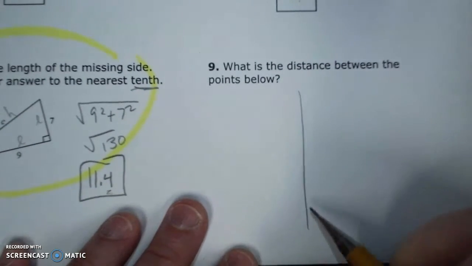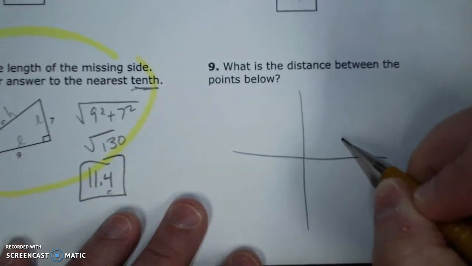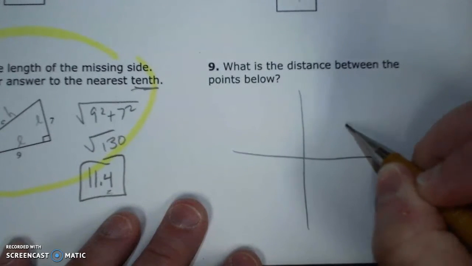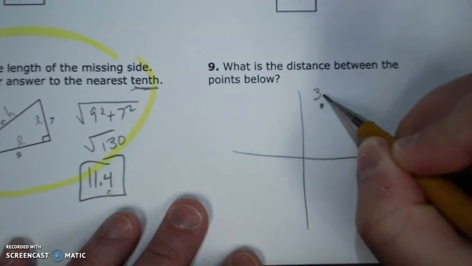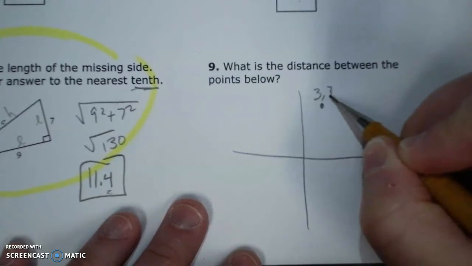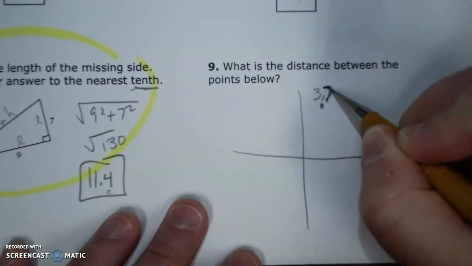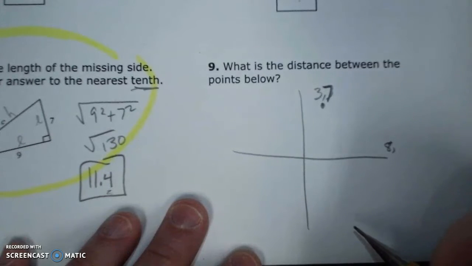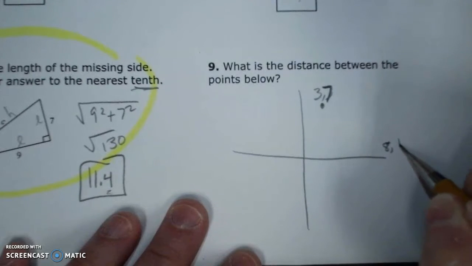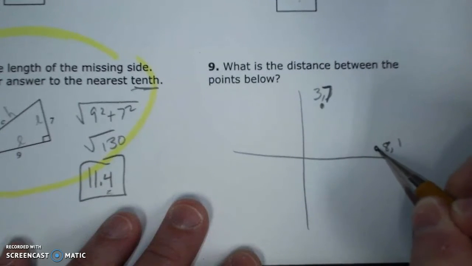What is the distance between the points below? Let's make up some points. Let's put this point at 3, 7, and this one at 8, 1.